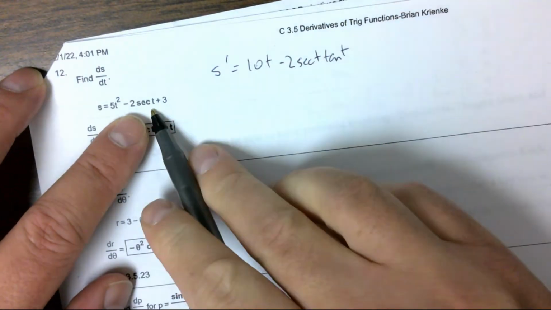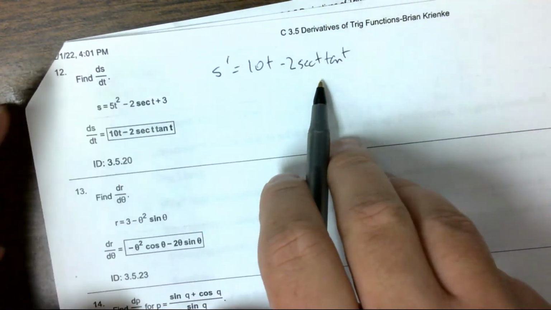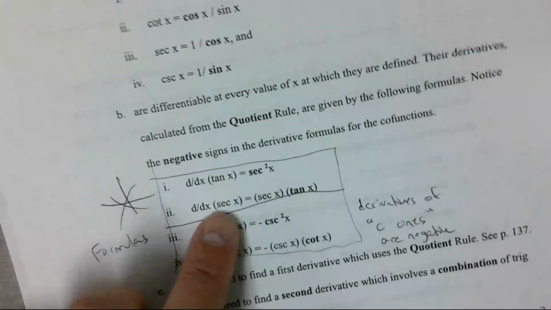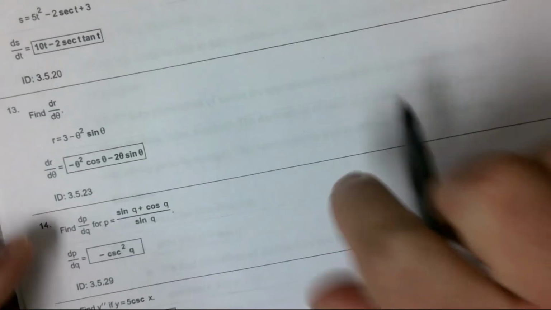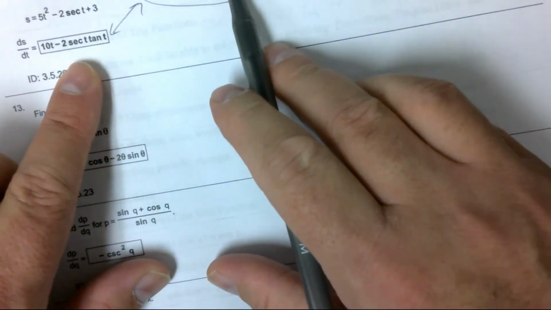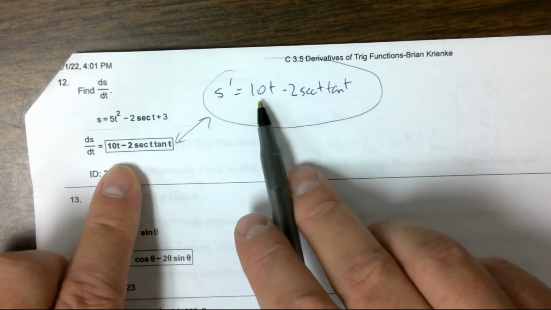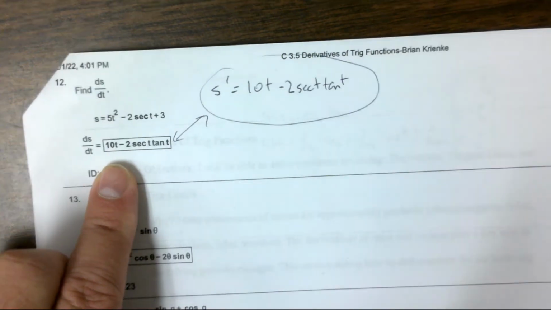Remember I said the more you do these, the more familiar you are going to be with them. So if we go to here, the derivative of secant is secant tangent. And we're already there. That's our answer. 10t minus 2 secant t tangent t. Oops. Make sure that's visible. But that matches in one step. That's a one-step problem. Bet you like that.